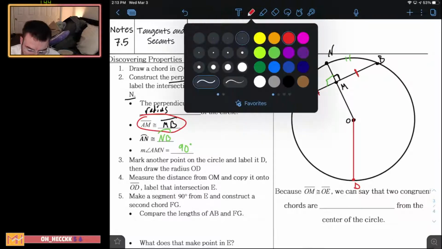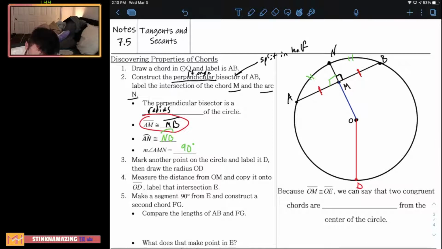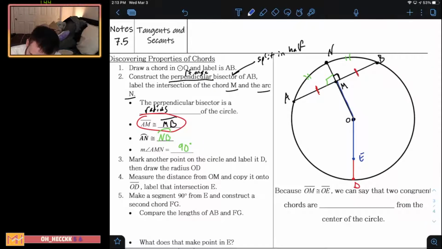So I can't actually measure here, but we're taking this distance from O to M and we're going to do the same thing. We're going to take this and do the exact same distance. You see what I'm saying here? If I take this and make it the exact same, you see what I'm getting at? So boom, there's E. From O to M and from O to E is the exact same distance. I hope that makes sense.